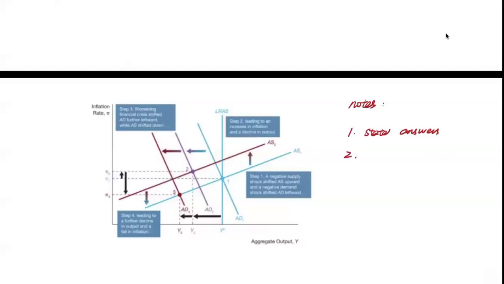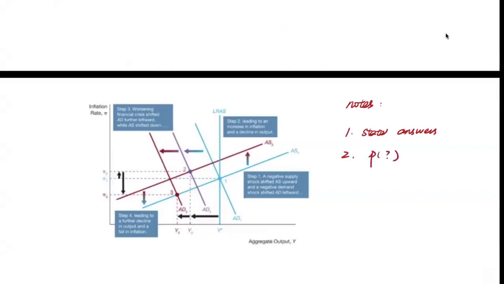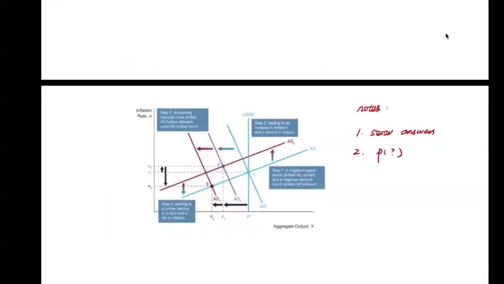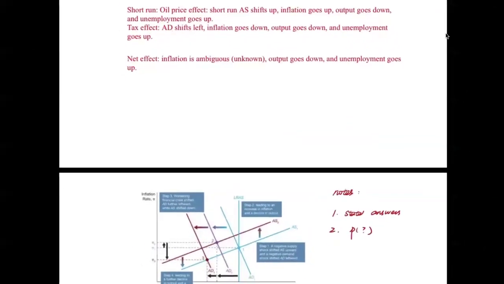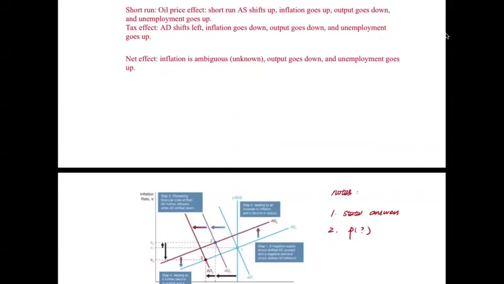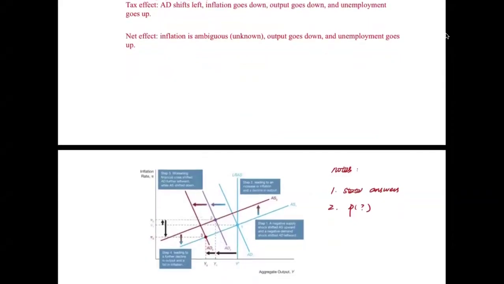And for 2, if you cannot get a full grade for this question, the point would be that the direction of the price is unknown. This is also our homework question. Remember that we don't know how much AS and AD move, right? So we don't know what would happen to the price. Maybe I will skip it because this is exactly the same as homework 2. Okay.